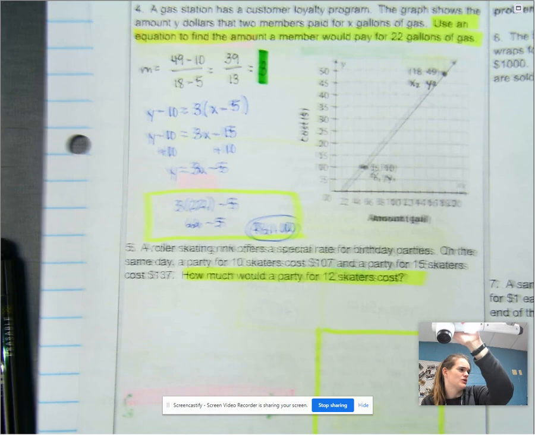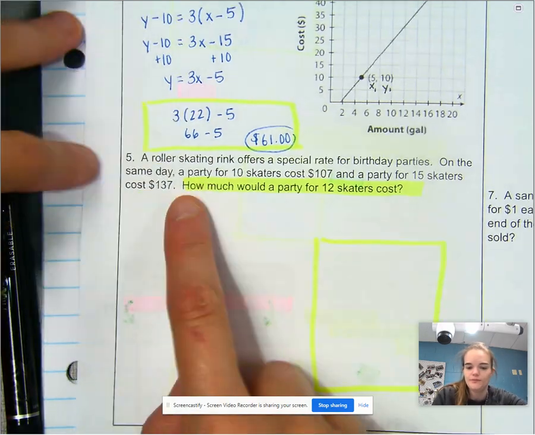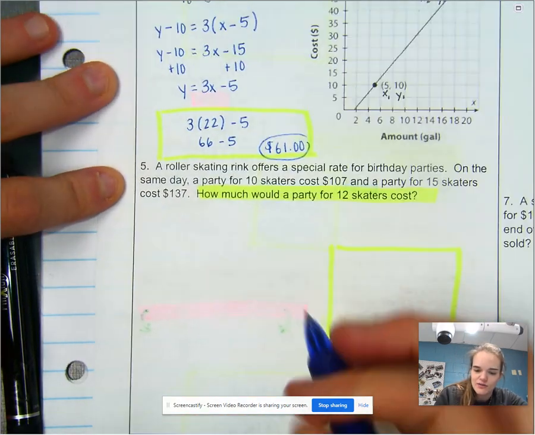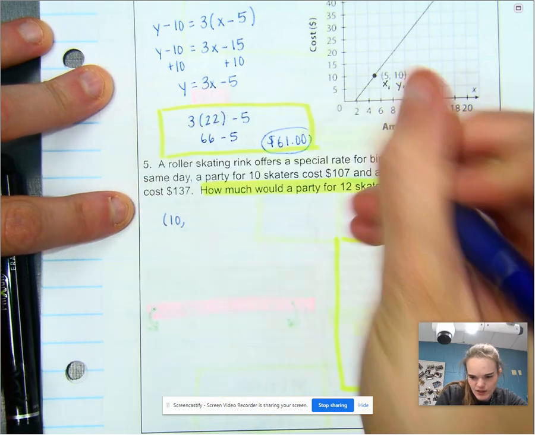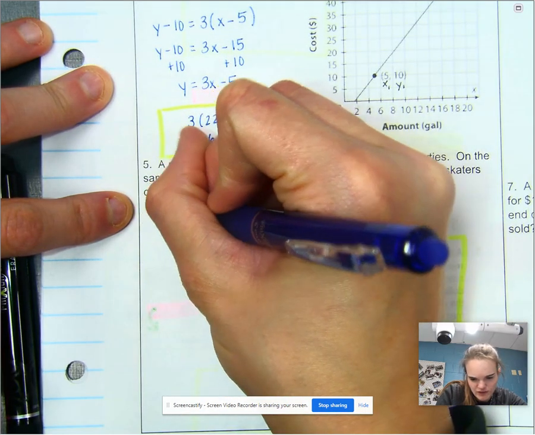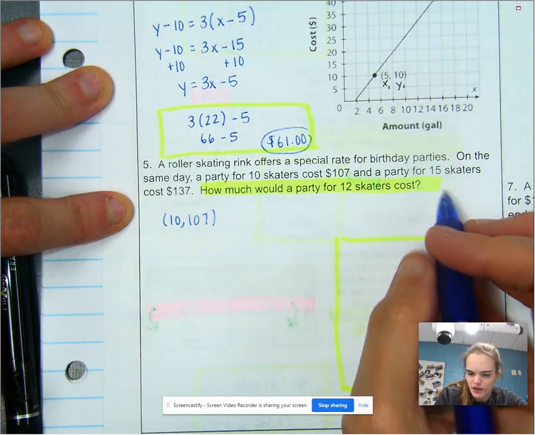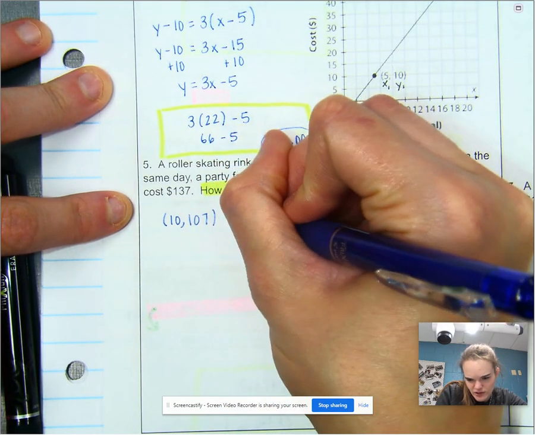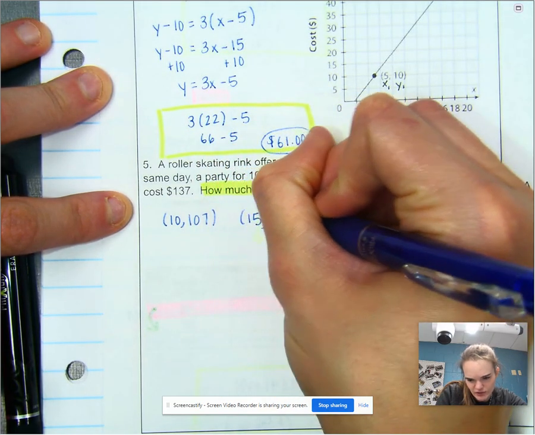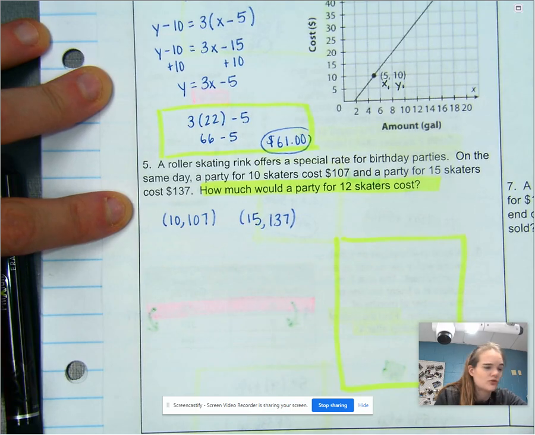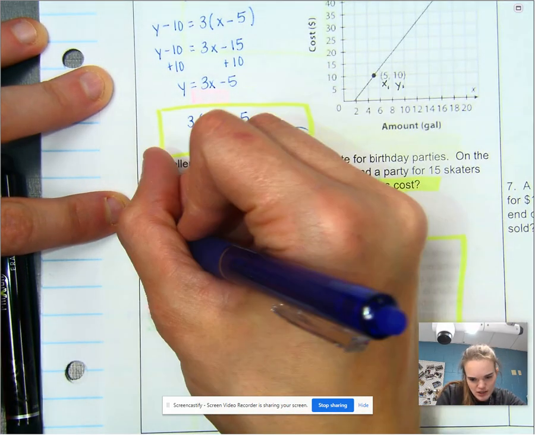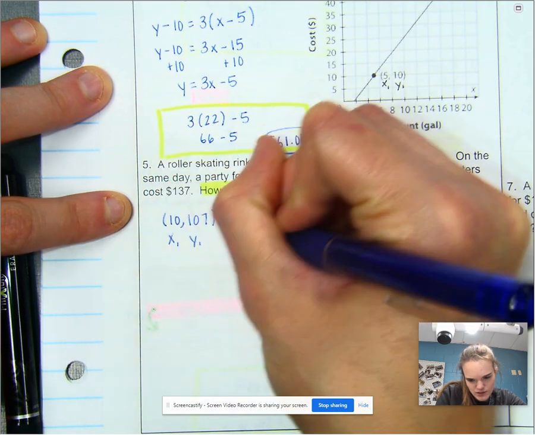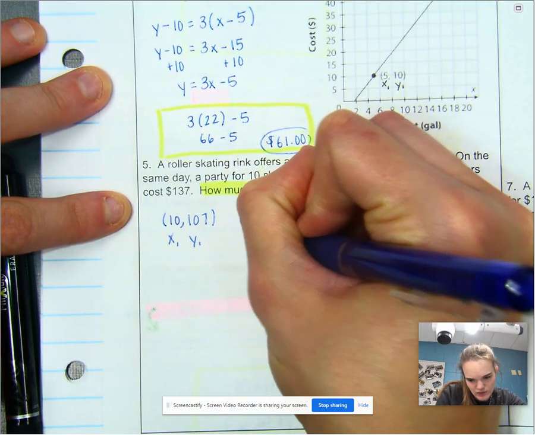All right, here's what I got going on. I actually have 2 points up here. I have a party with 10 skaters that costs $107. I have a party with 15 skaters that costs $137. Those are our 2 points that we're going to use in the slope formula and in the equation. x1, y1, x2, y2.